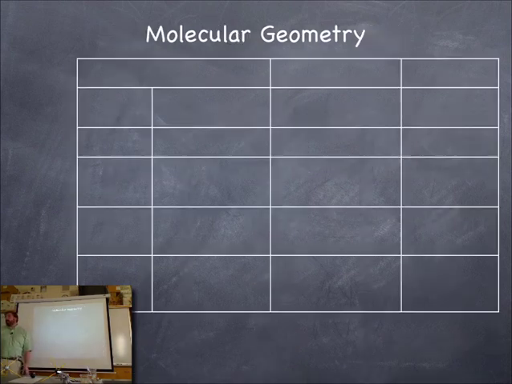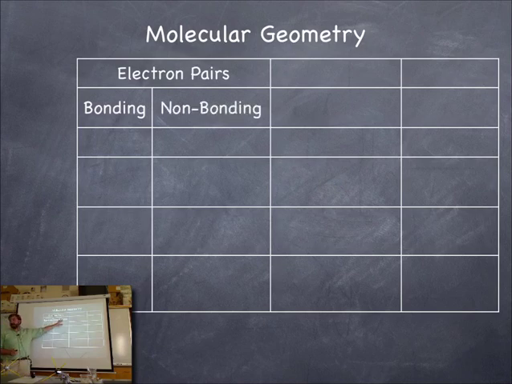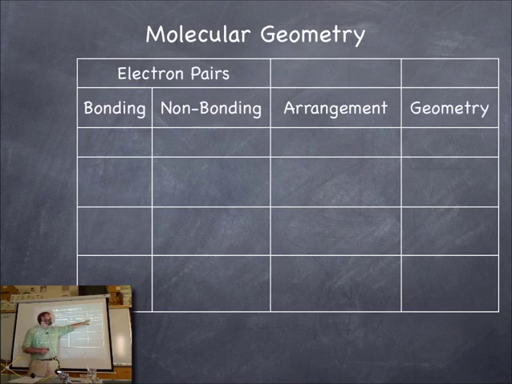So what we want to know is how many electron pairs do we have? How many are bonding pairs? How many are lone pairs? Then we'll be able to put on here, for those electron pairs, how many are bonding pairs, how many are non-bonding or lone pairs. Then we'll be able to talk about the arrangement and finally the name of the shape. Okay?